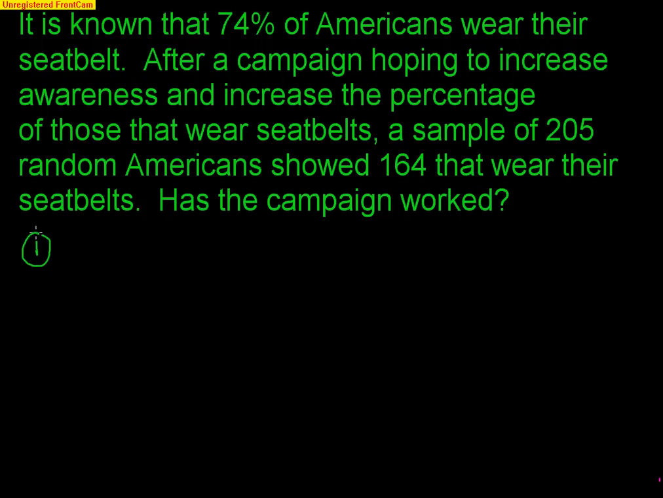The first step we're going to need is the hypotheses. And the first is the null hypothesis. The null hypothesis says, well, we were told that 74% of Americans wear their seatbelts, so we have to assume that that is still true. So we're going to assume that the true proportion is still 74%. So that's the null. And a couple hints about the null: it always uses an equal sign, and it always uses p. It's always talking about the truth. It's never talking about p hat, some sample.